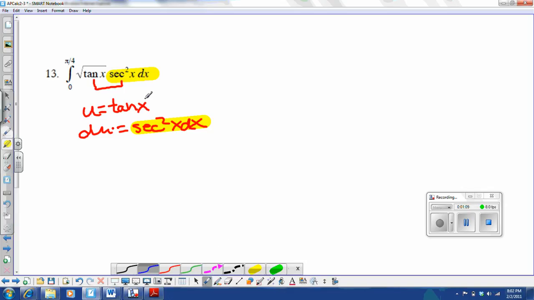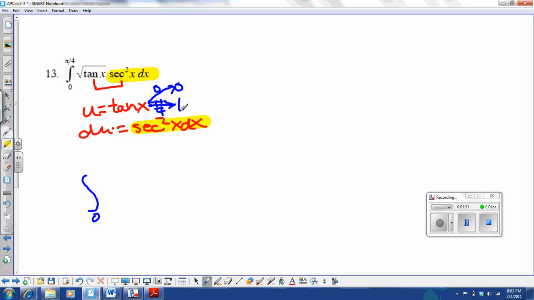So let's go ahead and change our limits of integration. When we plug in the lower limit of 0, the tangent of 0 is 0. So our new lower limit will also be 0. When we plug in pi over 4 to our u, we get tangent of pi over 4, which is 1. So our new limits will be from 0 to 1.